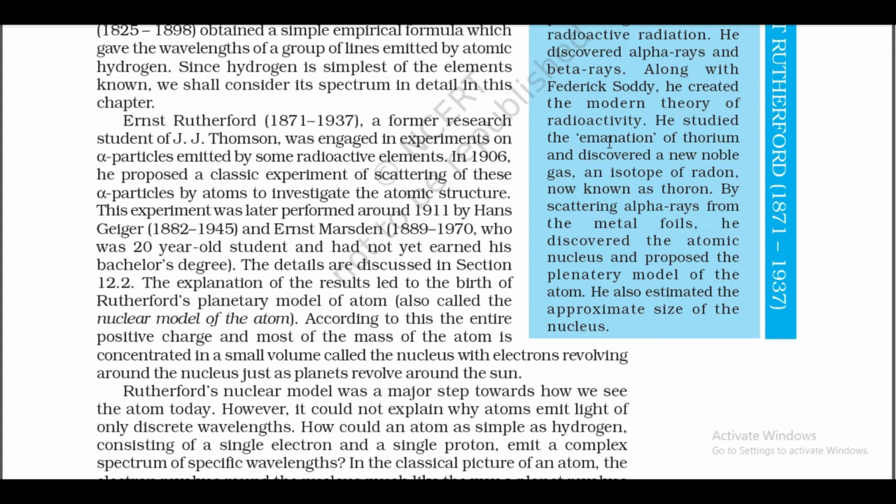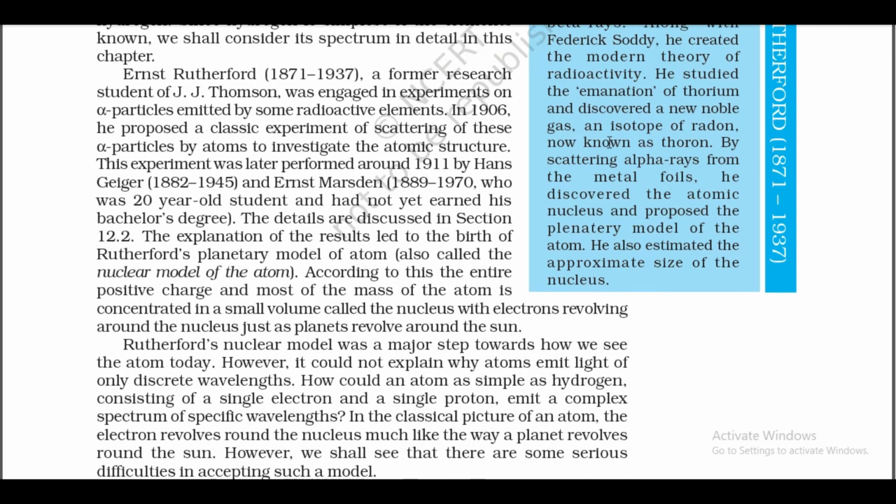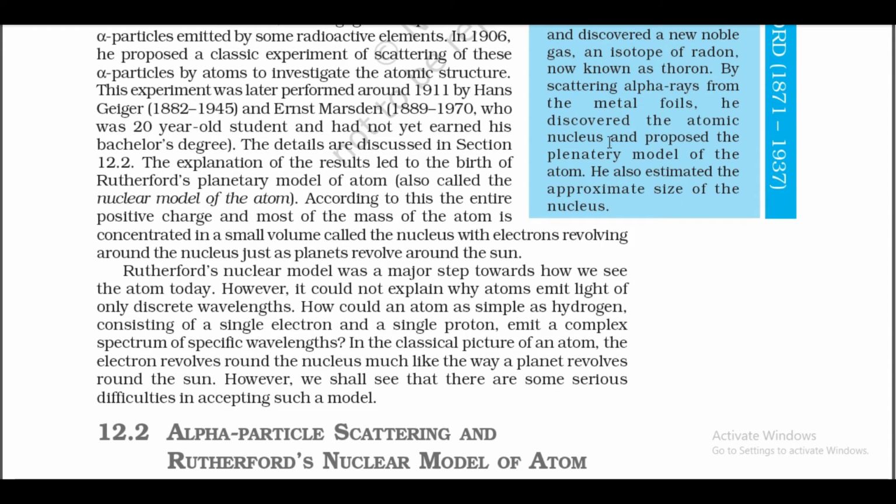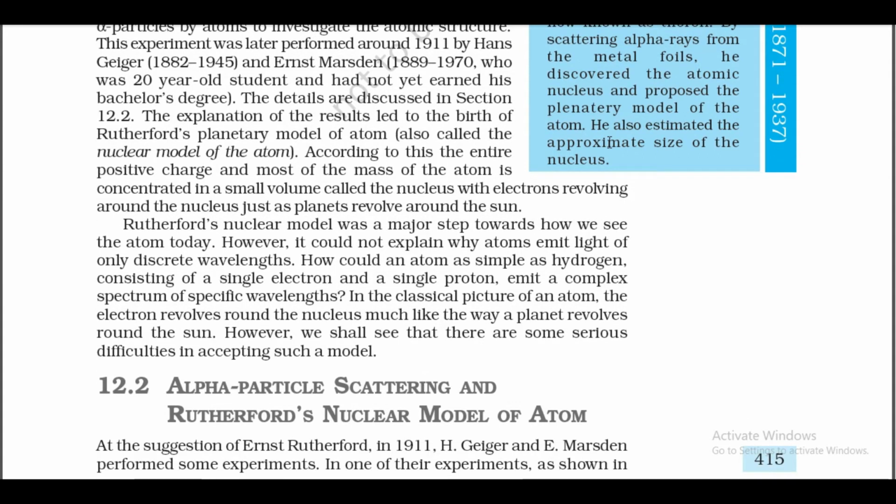The explanation of the result led to the birth of Rutherford's planetary model of atom, also called the nuclear model of the atom. According to this, the entire positive charge and most of the mass of the atom is concentrated in a small volume called the nucleus, with electrons revolving around the nucleus just as planets revolve around the sun. Rutherford's nuclear model was a major step towards how we see the atom today. However, it could not explain why atoms emit light of only discrete wavelengths.